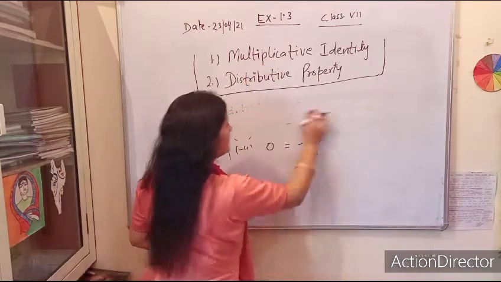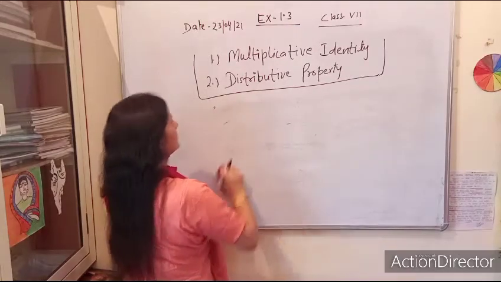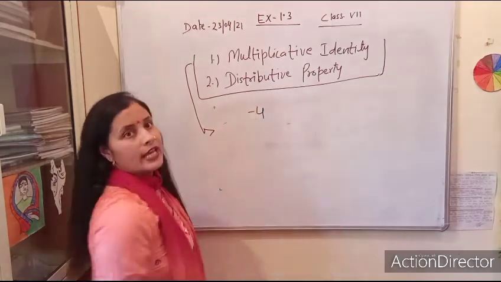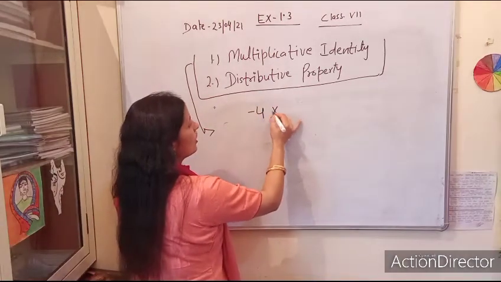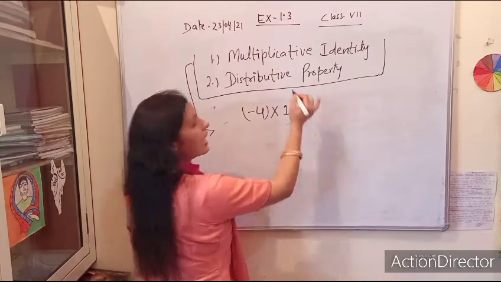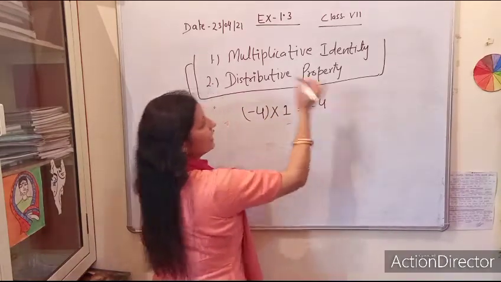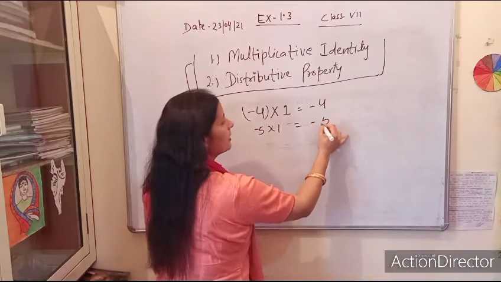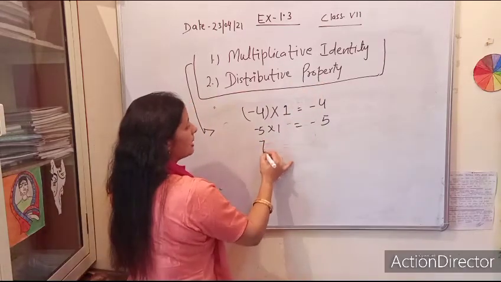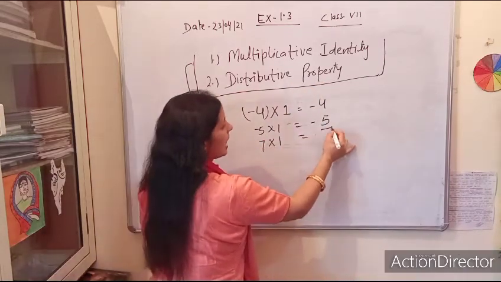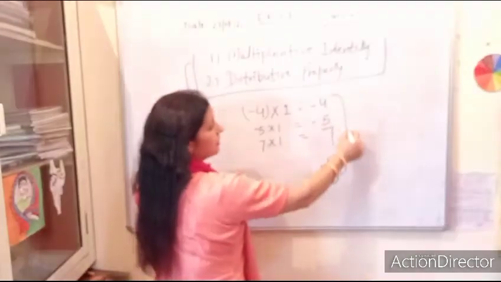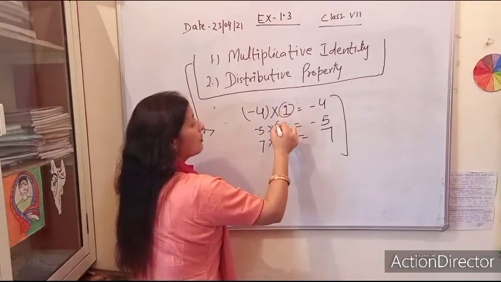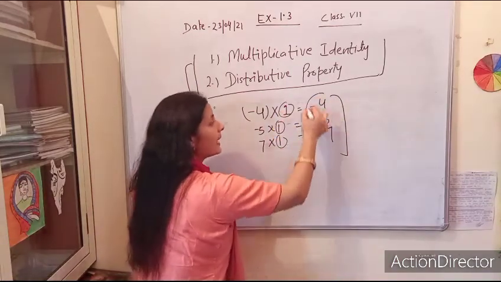Multiplicative identity means, look here at an example. I have an integer, for example, I am taking minus 4. If I multiply this minus 4 with 1, what will be the answer? The answer will be minus 4. If I multiply minus 5 with 1, what will be the answer? Minus 5. If I multiply 7 with 1, what will be the answer? 7. What did you observe here? If we multiply any integer with 1, our answer always remains that integer.